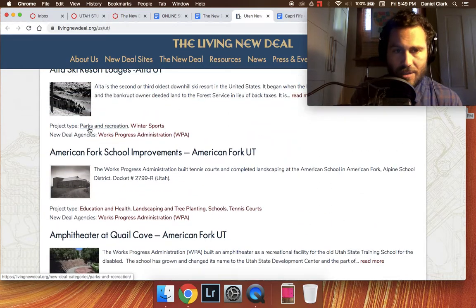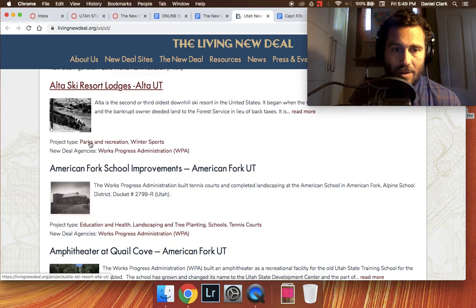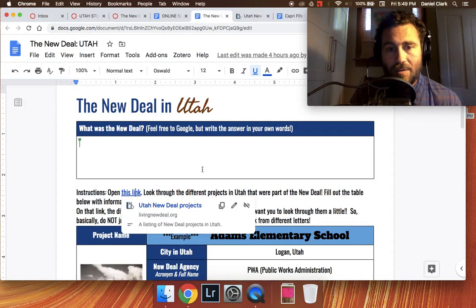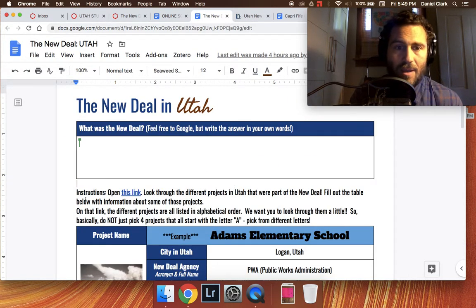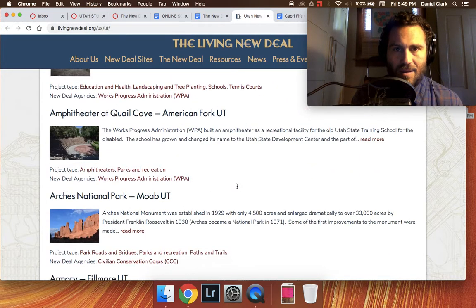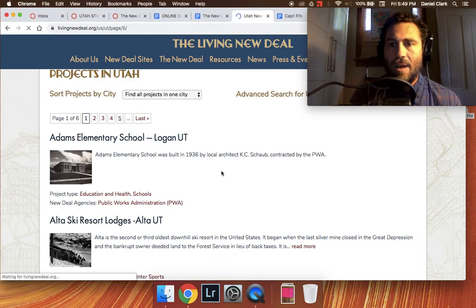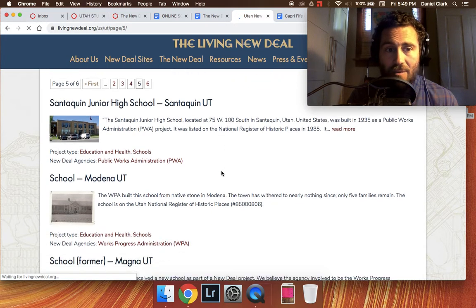So you might just look at this and be like, I'm going to do Adams Elementary, Alta Ski Resort, American Fork. But if you look at the directions, it says, please do not pick through all that start with the letter A, right? So kind of search through this link. Look, there's over 6 pages, okay? Look through these. Look for some that maybe you've used.